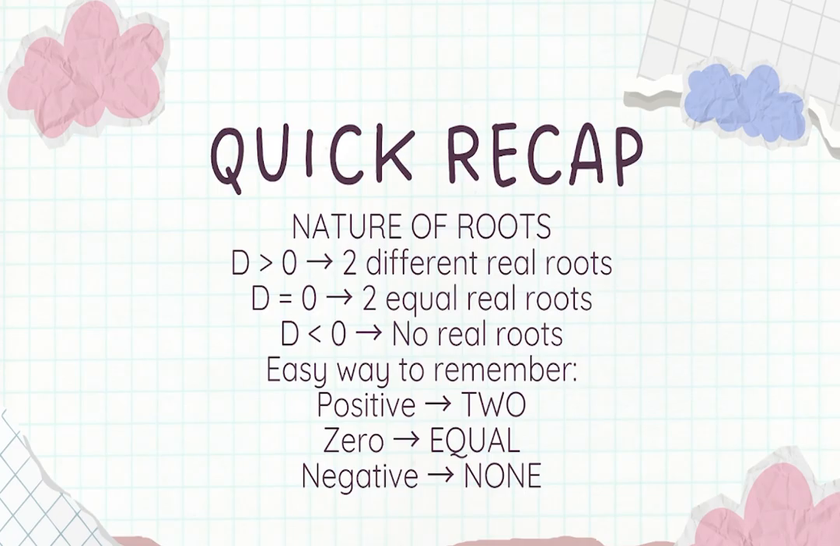And here's a quick recap. The nature of roots. Here I already told that d greater than 0 is going to be two different real roots, and d equal to 0 is going to be two equal real roots, and d less than 0 is going to be no real roots. And here's an easier way to remember. If d is a positive number, there are two different real roots. If d is equal to 0, then there are two equal real roots, and if d is less than 0, there are no real roots. Okay.